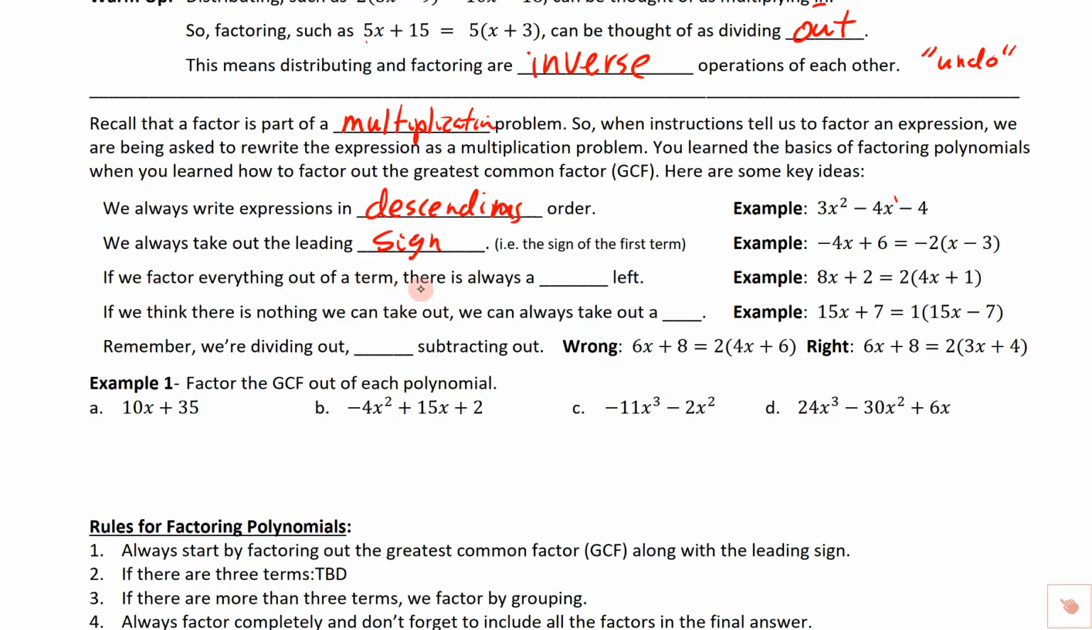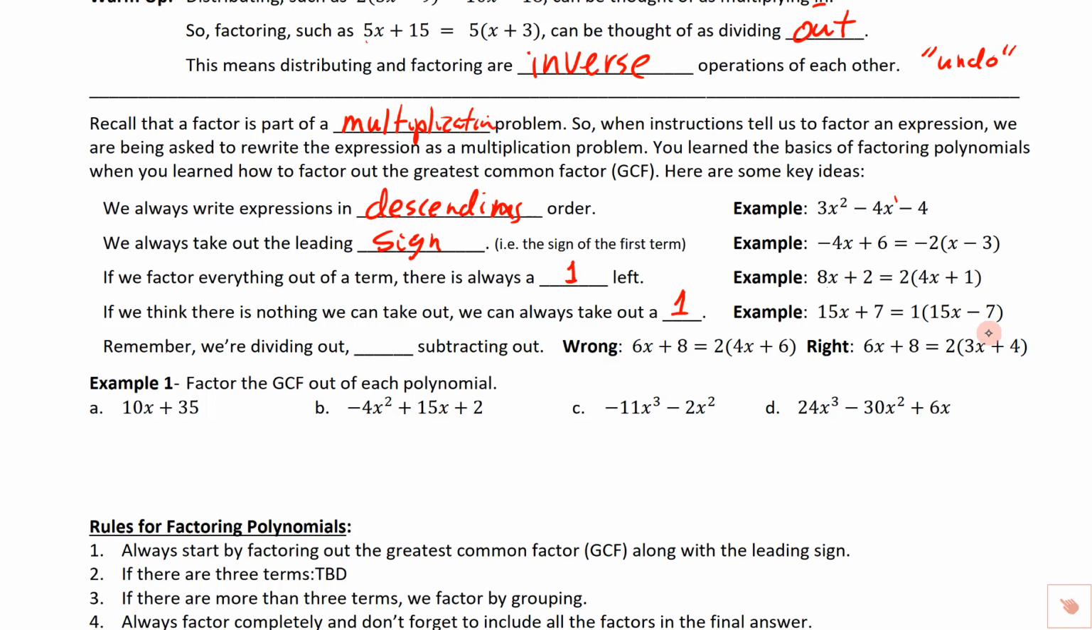Now, when we factor everything out of a term, there is always a 1 left every single time. Remember, when you cancel everything off through multiplication and division, there's always a 1 left. So on this one, we've got 8x plus 2. The GCF is 2, so we take out a 2. We're left with a 4x from this term, and taking a 2 out of 2, we're left with a 1. And if there's nothing we can take out, if these don't have any common factors, remember we can always take out a 1. So if we've got a 15x and a 7, they don't have any common factors. So we put a 1 on the outside, and then we just put parentheses around the original thing.